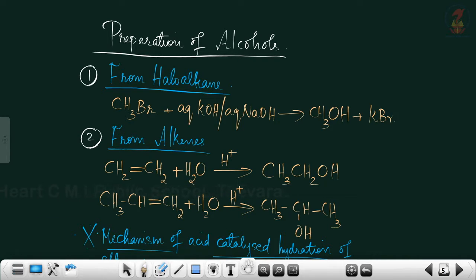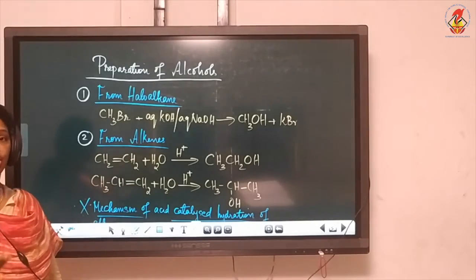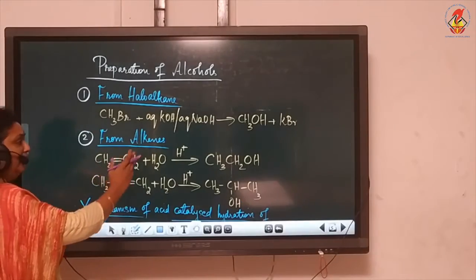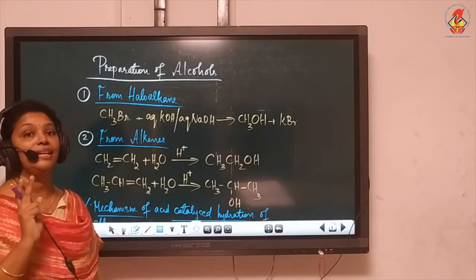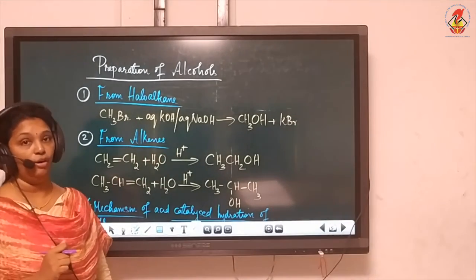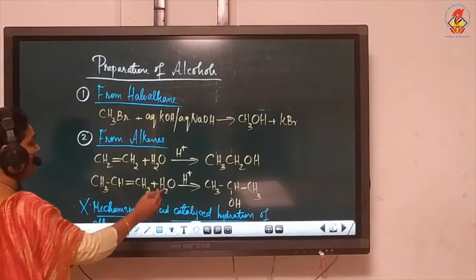This is called acid-catalyzed hydration of alkene to form alcohol. That means the addition of water to alkene. In presence of an acid catalyst, we get alcohol. I have written two examples here.